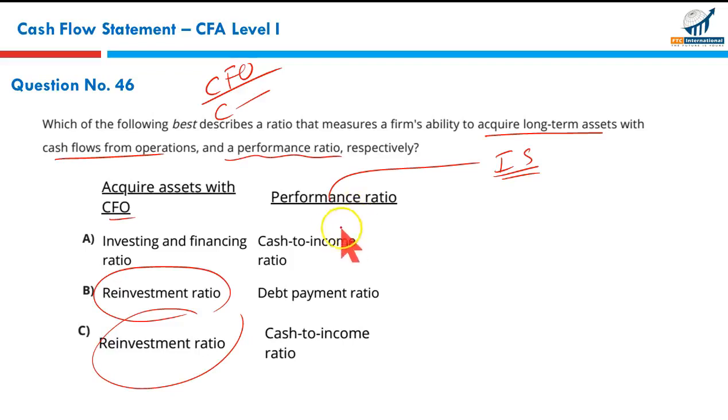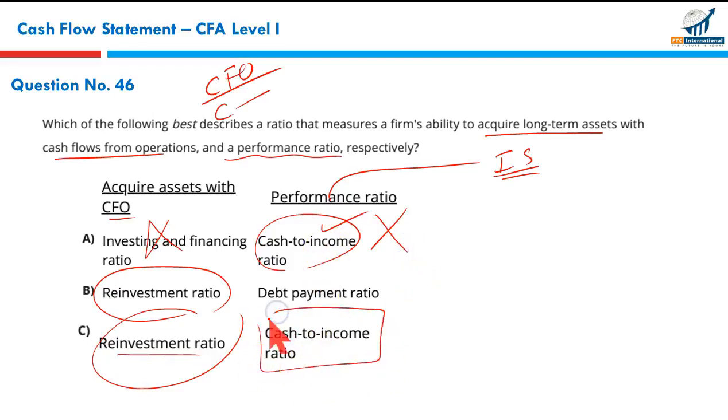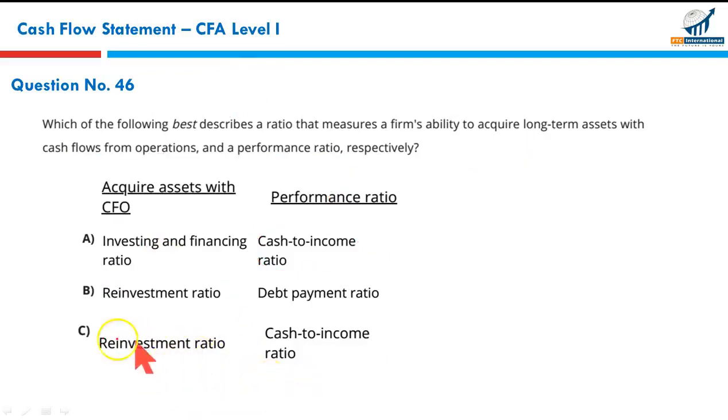So it's cash to income ratio. Yes. But if you look to the left side, investing and financing ratio, no. Ability of a firm to acquire long-lived assets using operating cash flow is calculated using reinvestment ratio. So that makes A an incorrect option. Yes, cash to income ratio makes sense, and it has to be then combined with the reinvestment ratio. Now, these two ratios exactly fit the bill.